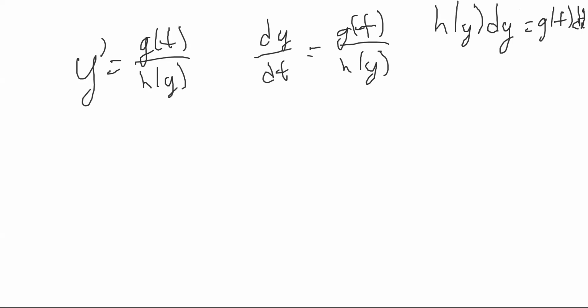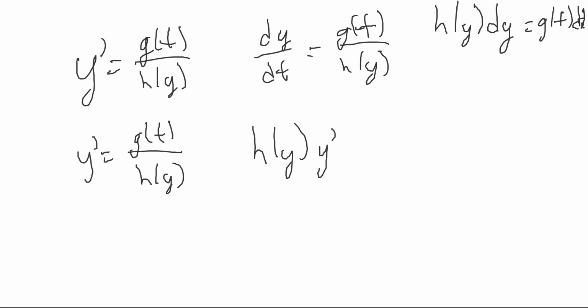Let's start back at the beginning here with y prime is equal to g of t over h of y. Well, let's perform a legitimate step here, and that is to multiply h of y on both sides. So we get h of y times y prime is equal to g of t. This is completely allowed. So if we do that, we now have our differential equation in this form.